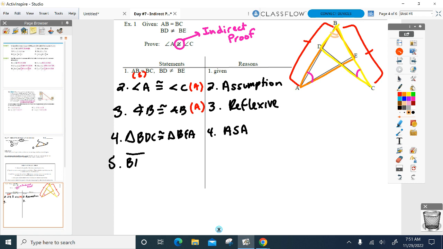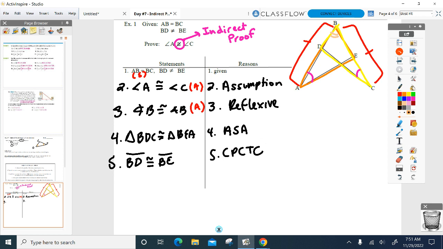So in my yellow triangle, BD would be congruent to what side in my orange one? BD would be congruent to which side in my orange one? BE? Right? Why is that true? CPCTC?